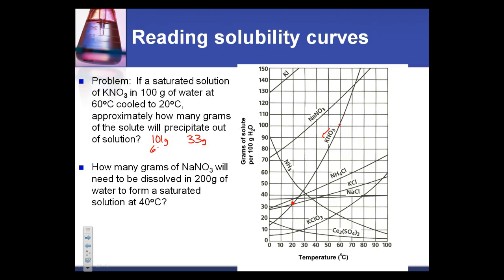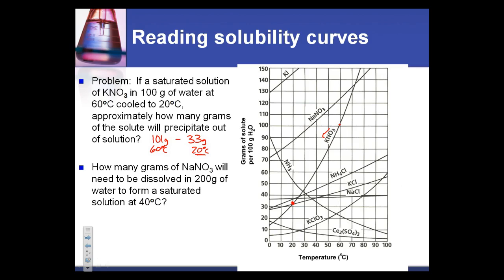All right, so this is at 60 degrees C, and I got that off the graph. And at 20 degrees C, the water can only hold 33 grams. So at 60 degrees C, it held 101. At 20 degrees C, it holds only 33. So the difference between those two must be how much precipitates out, because at 20 degrees C, the solvent just can't hold that much more solute unless we trick it, and in this case, we're not tricking it.